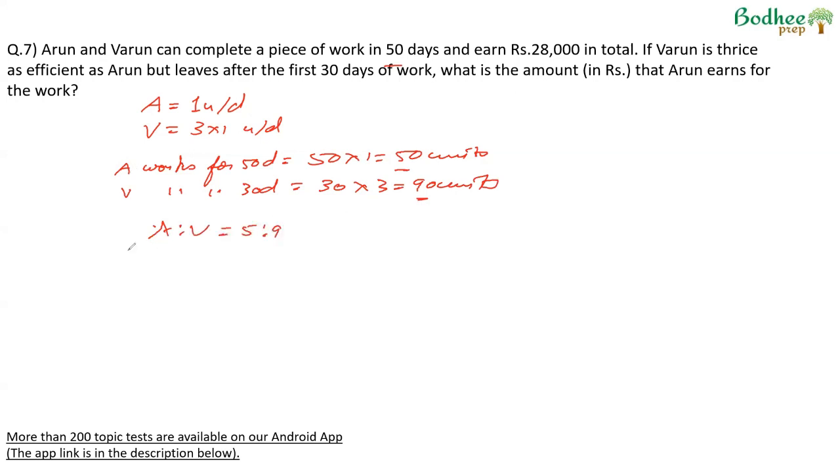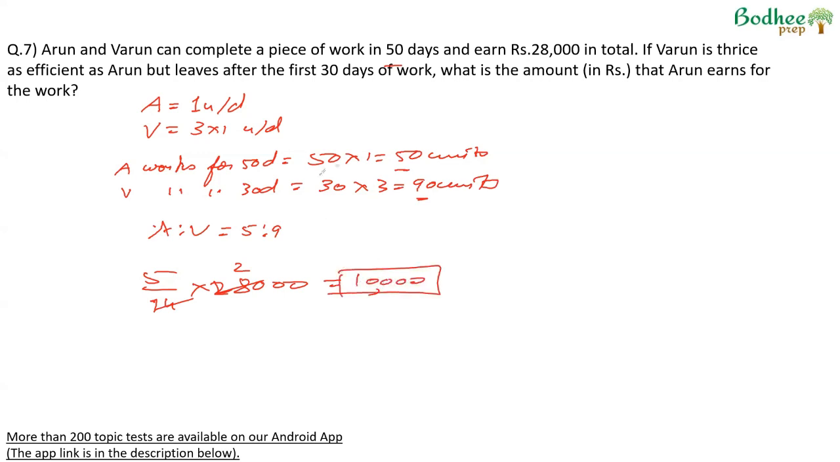What is the amount Arun earns? Arun will earn 5 upon 5 plus 9, or 5 by 14, of the total amount. And therefore, 10,000 rupees is what Arun gets, and that becomes the answer.